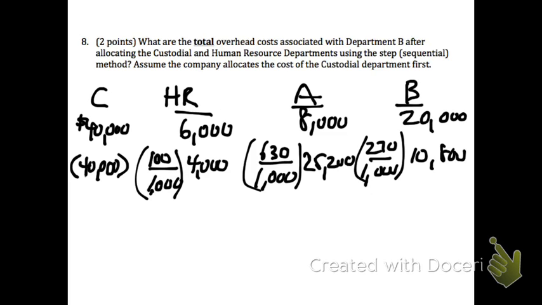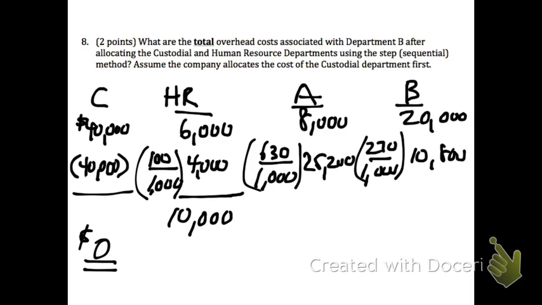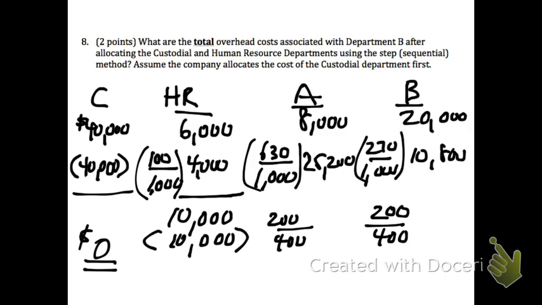So now we go to allocate human resource. Again, we have nothing left in custodial, and under the step method we do not allocate anything back to it. So now we have to think about what is the total cost in human resources, and so we allocate the 10,000 out, and this is based on number of employees again. I have 200 employees in each of the departments, so they each get half: 5,000 to Department A and 5,000 to Department B.